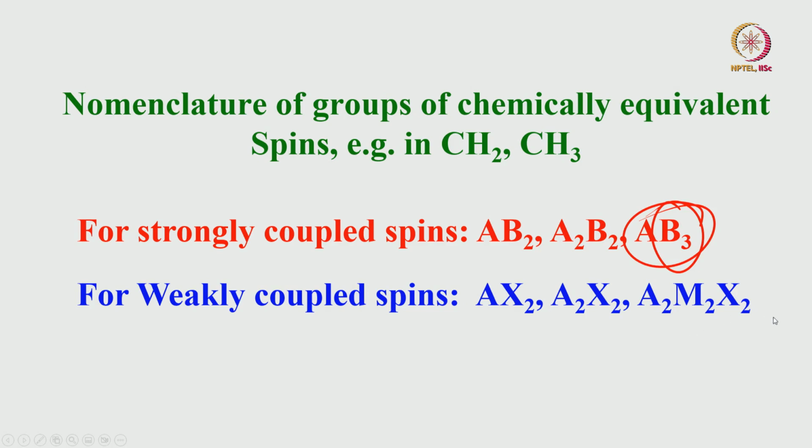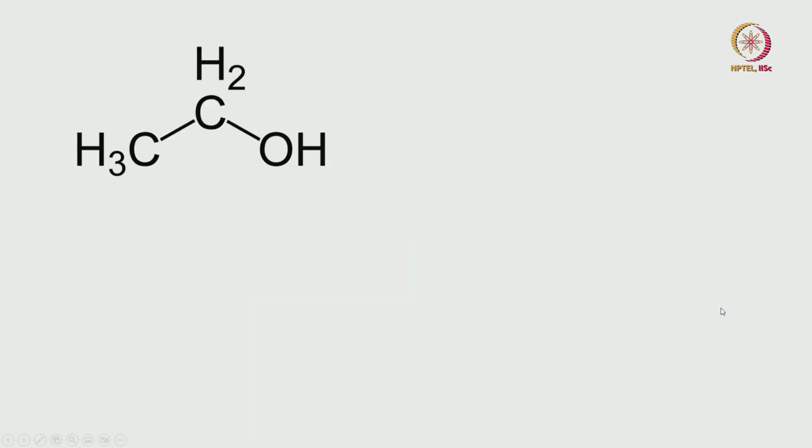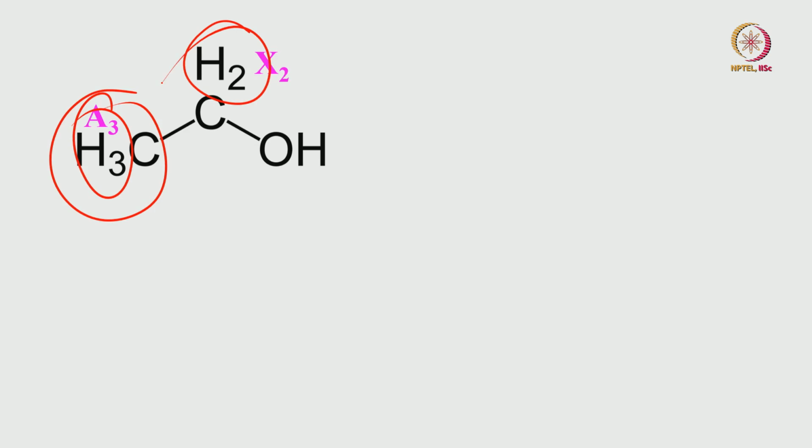Same thing for 3 coupled proton groups: 2 are equivalent here, 2 here, 2 here. A and M are weakly coupled, M and X are weakly coupled, A and X are weakly coupled. So, this is the nomenclature we use. Here is an example. Look at a molecule like this. Here there are 3 protons which are chemically equivalent and 2 protons which are equivalent, a CH3 and a CH2 group. It is a simple classic example of ethyl alcohol.